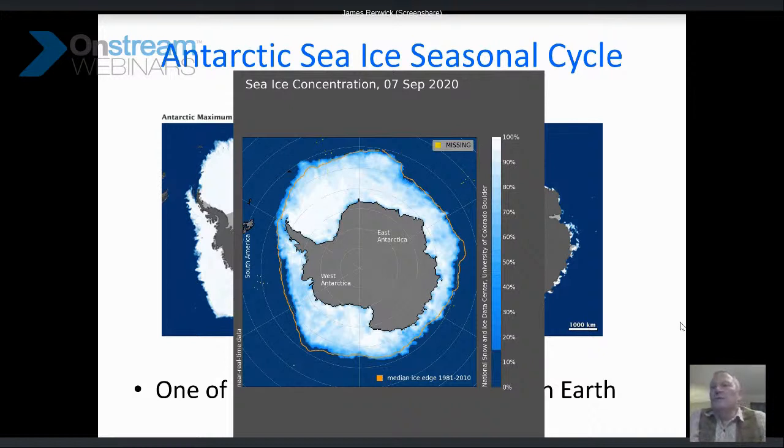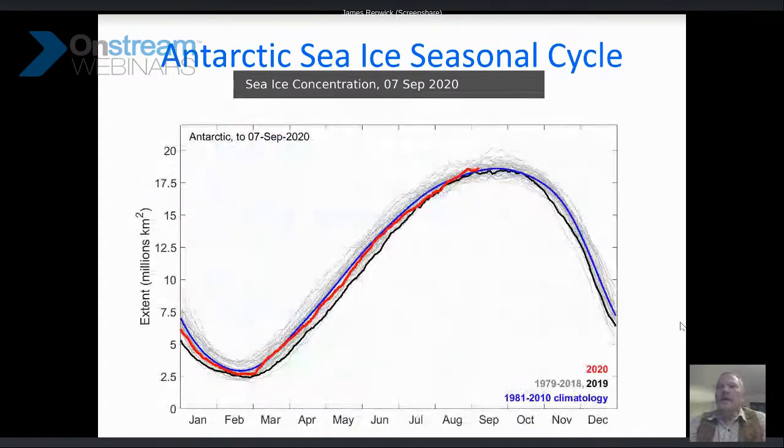And you can see where the line and the actual extent match up or otherwise. So overall, though, the total amount is about the average. And you can see that on this time series plot, which shows the days of the year, essentially. The blue line is the average, the grey lines are the individual years. The black line is last year, and the red line is this year.